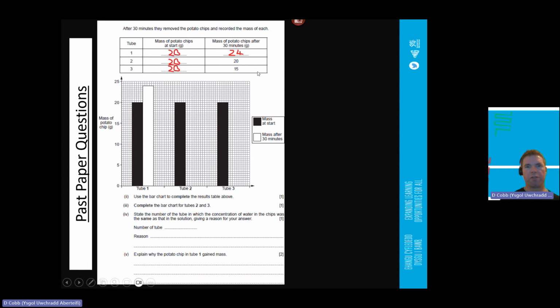Complete the bar chart for tubes 2 and 3 because it gives you the 20 and it gives you the 15. So I've rather crudely drawn these bars on here. You can see in tube 2, there's my 20. The key thing is at the top where that line is drawn, and tube 3 is 15. You see that line's drawn there. Not very good bars, I appreciate that.